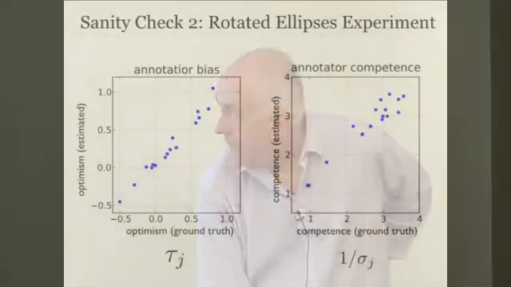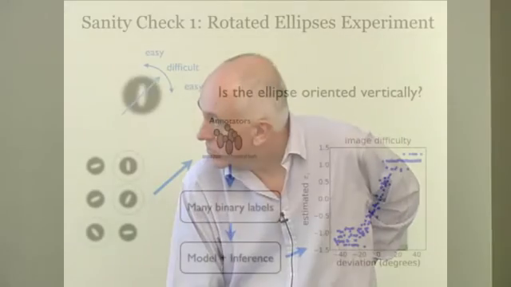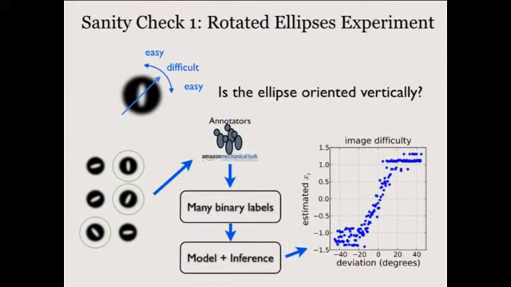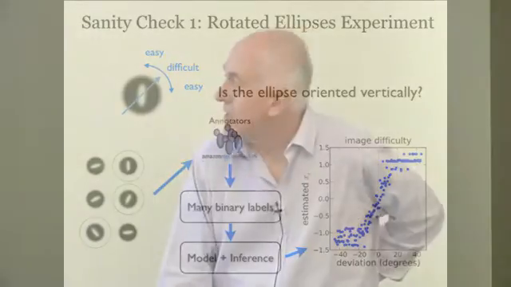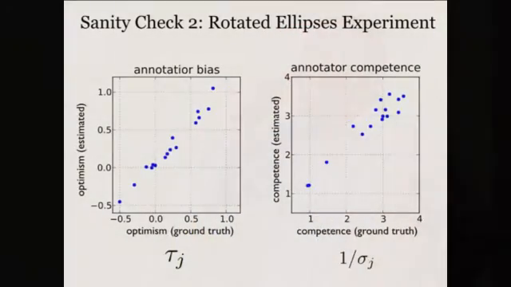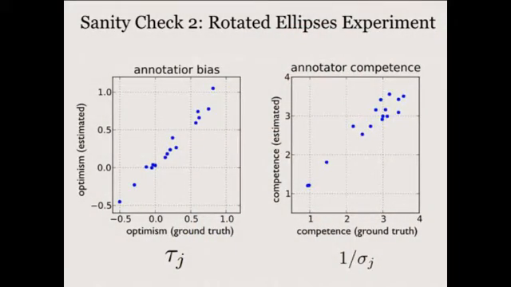While here the dots refer to individual images, so we know how easy or difficult they are, here the dots refer to actual annotators, and now we know what their bias was, because we can measure each one of them independently against the ground truth. On the y-axis of the left plot we find the estimated bias, and as you can see, it's a fairly faithful estimate of the real bias of the annotators. The same holds for the competence or incompetence on the right-hand side.